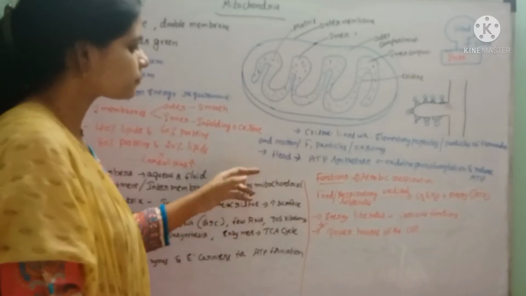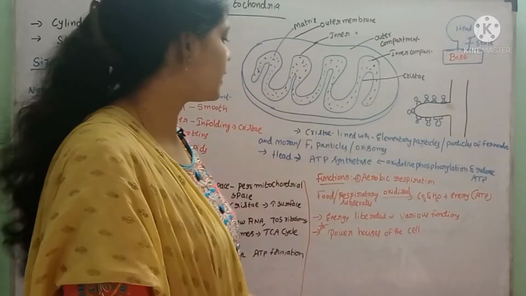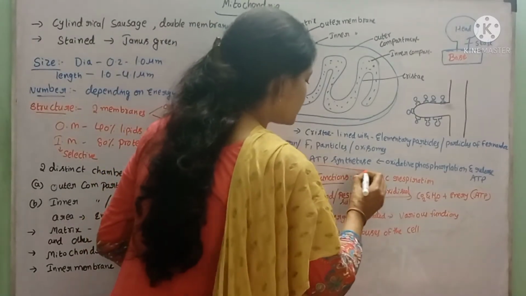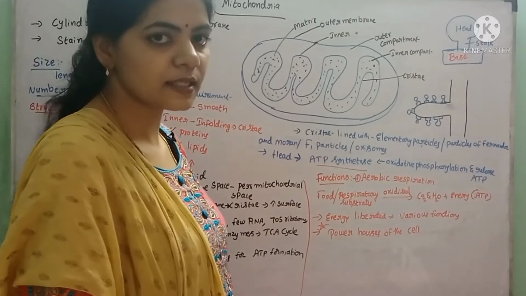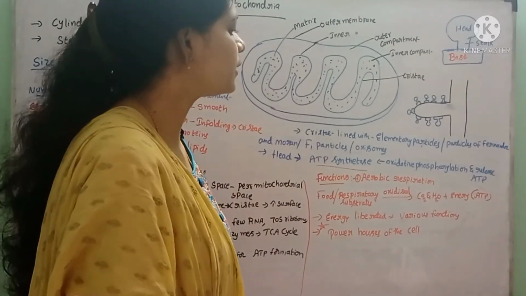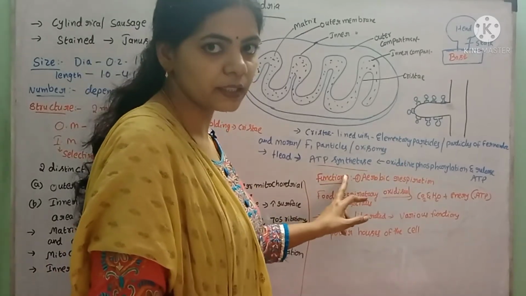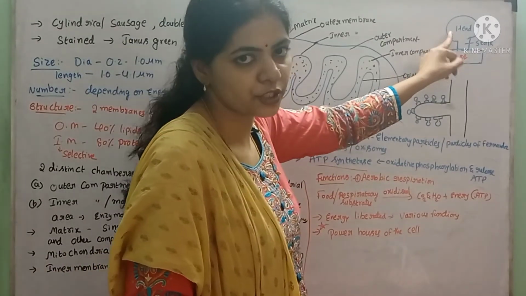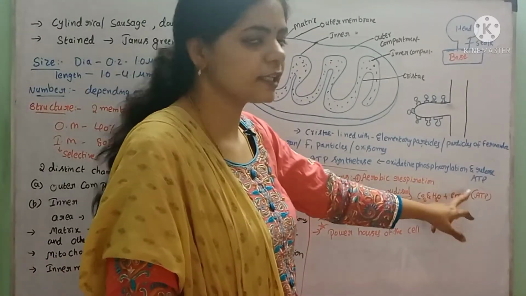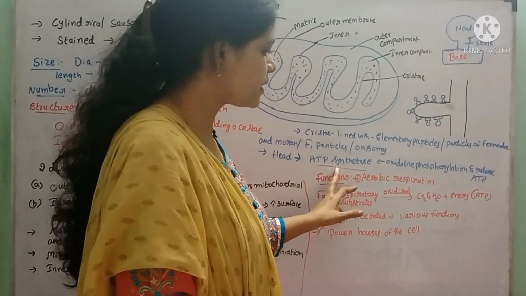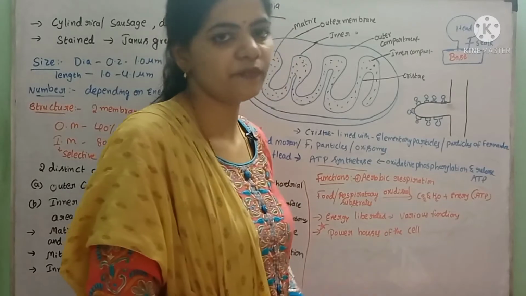And here, this is the head, right? This head consists of ATP synthase enzyme, which is helpful for oxidative phosphorylation. In oxidative phosphorylation, this is the important enzyme that is present in the head region of the elementary particle, and it also helps in the release of ATP. This ATP synthase helps to carry out oxidative phosphorylation and release of energy.